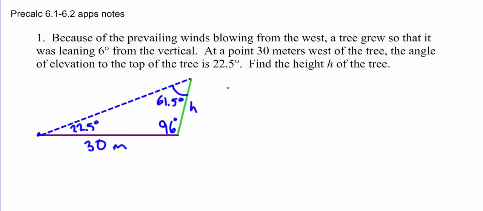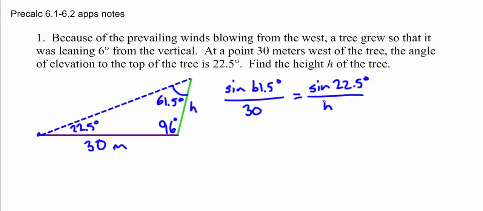And we can set up our law of sines. So the sine of 61.5 degrees is to 30, as the sine of 22.5 degrees is to h. And I think you guys are pretty comfortable with the calculator work right now, but we should get 13.06 meters, and that would be the height of the tree.